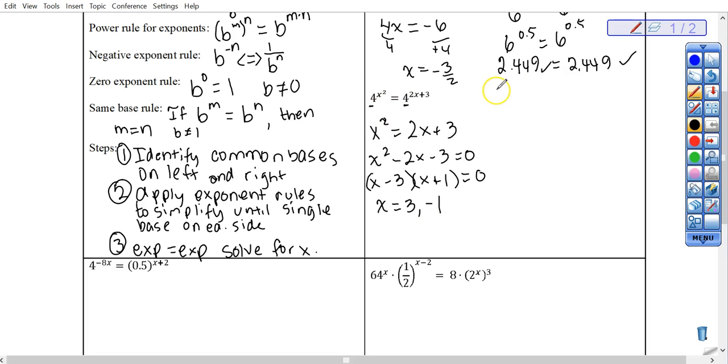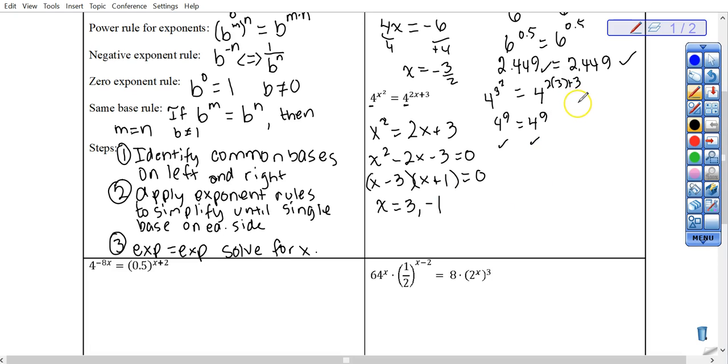Again, you can check those quickly in your calculator by doing, okay, so we're going to plug in the 3 first. So 4 to the 3 squared, which is the same as 4 to the 9th, is equal to 4 to the 2 times 3 plus 3. And when you plug that in and do that math, you can see that that's 4 to the 9th. So that's a quick one to check.